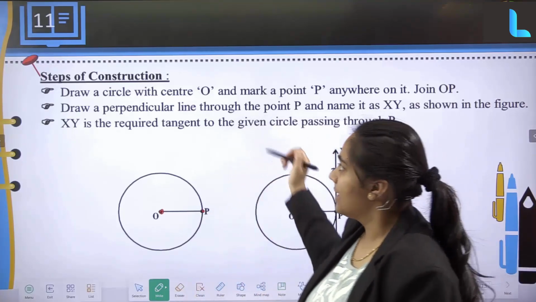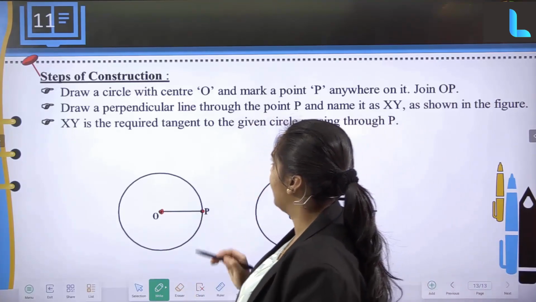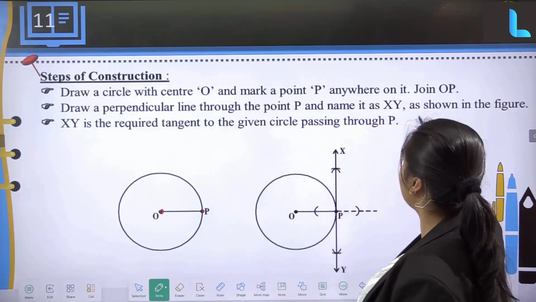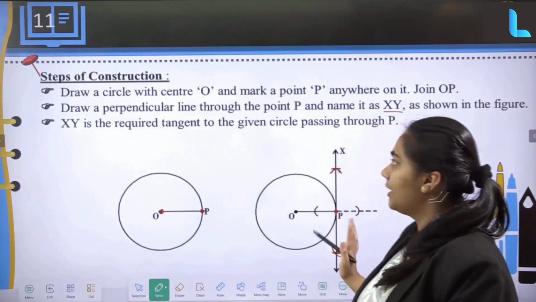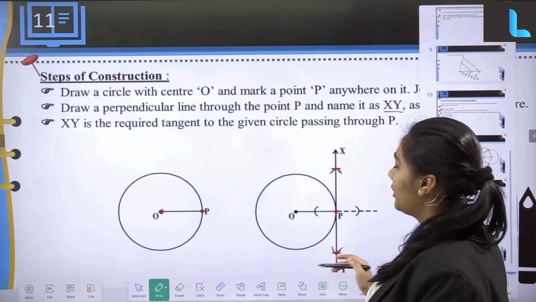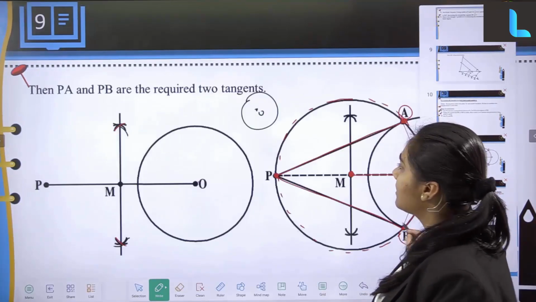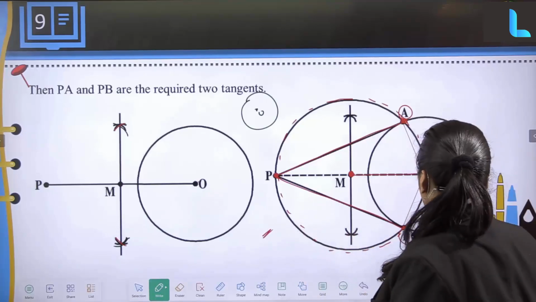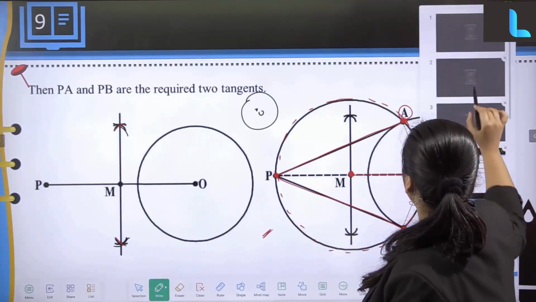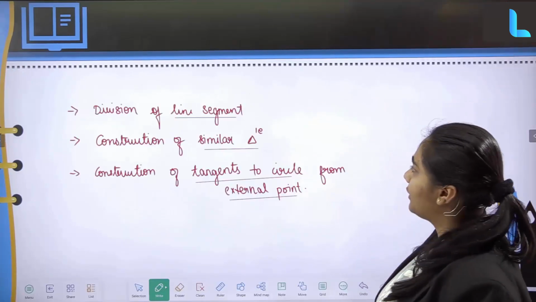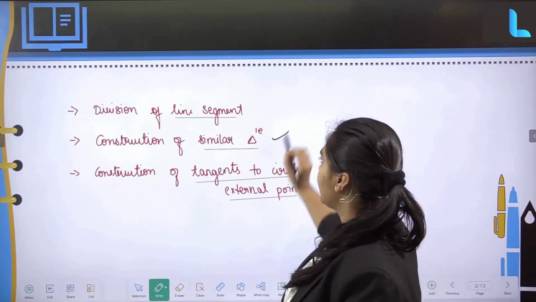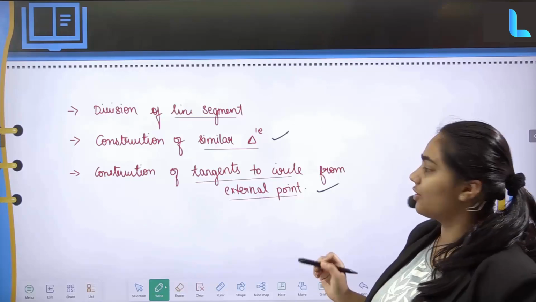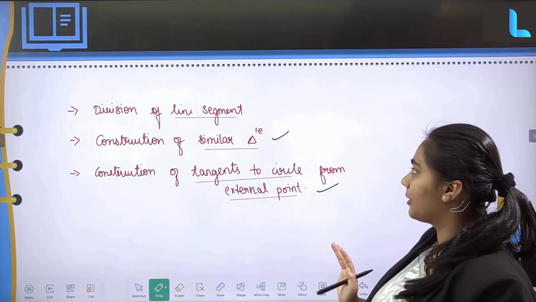I'll just consider, see, the first step: draw a circle with center O and mark point P anywhere on it. You can see usually in exam questions this is not what you'll be asked. Most of the times this drawing a tangent is what they will be asking you. So if you come back over here, we had 3 segments which we had to look after. Similar triangles we have completed, and tangents to a circle from an external point also we have completed.